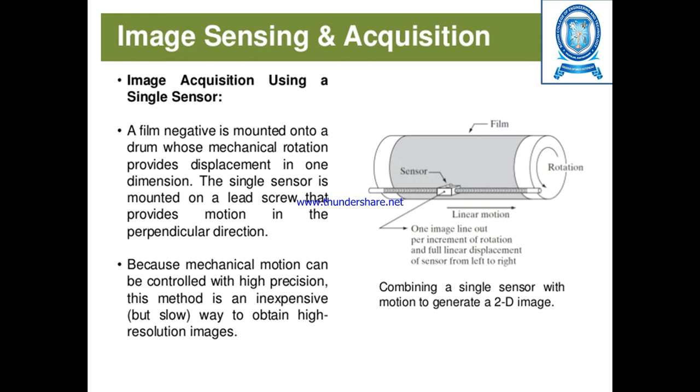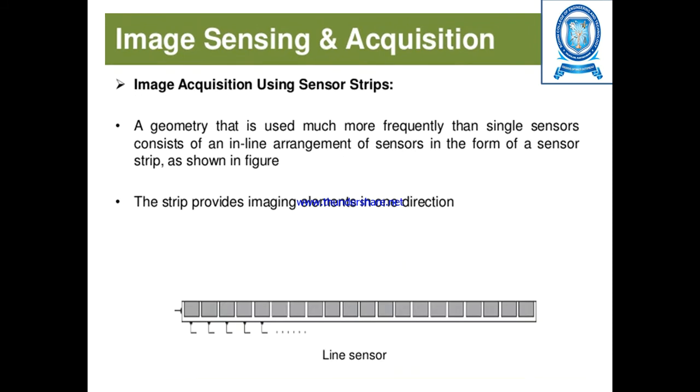We go for this in order to get an output with high precision while reducing expense. It is an inexpensive way to obtain output with high resolution, but one drawback of using a single sensor in rotational mode is that it is a slow process. Those are the advantages and disadvantages of acquisition using a single sensor in rotational mode.